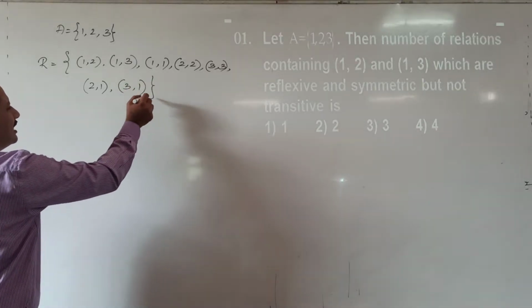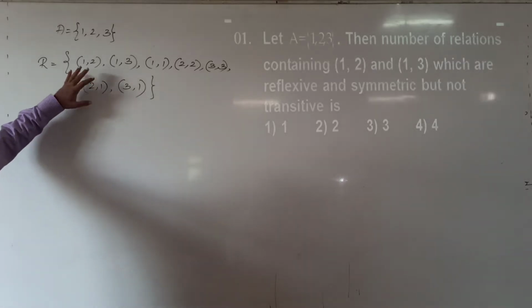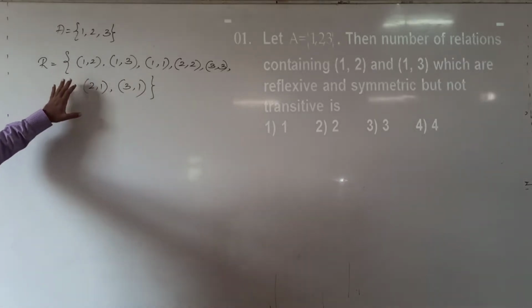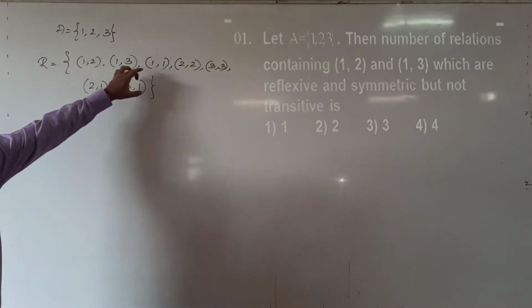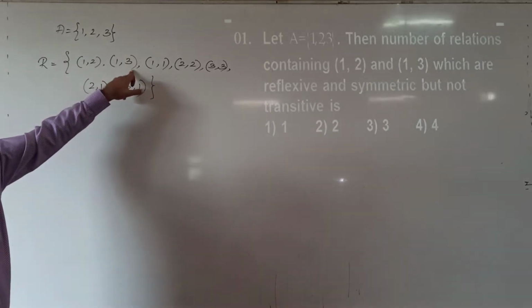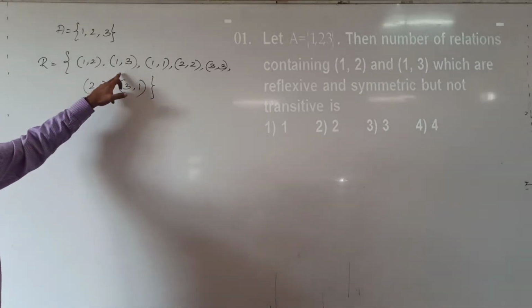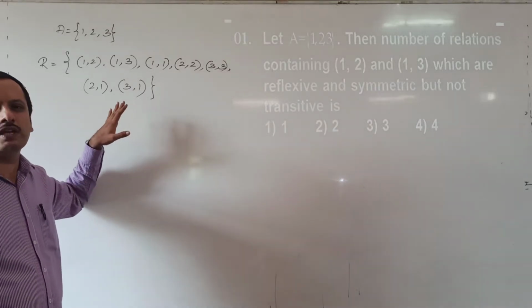Okay. Now look at this relation. This relation is reflexive, yes. It is symmetric, yes. Then is it transitive? (1, 2) is present, (2, 1) is present, (1, 1) is there. Okay. But (2, 1) belongs to R, (1, 3) belongs to R, which will imply that (2, 3) belongs to R, but (2, 3) does not belong to R. Hence, this relation is non-transitive.